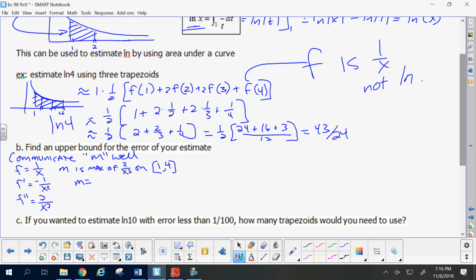Well, where would that be at its greatest? At 4? No, it's a decreasing function. So it would be at its greatest at the left edge, 1. So the max is 2.